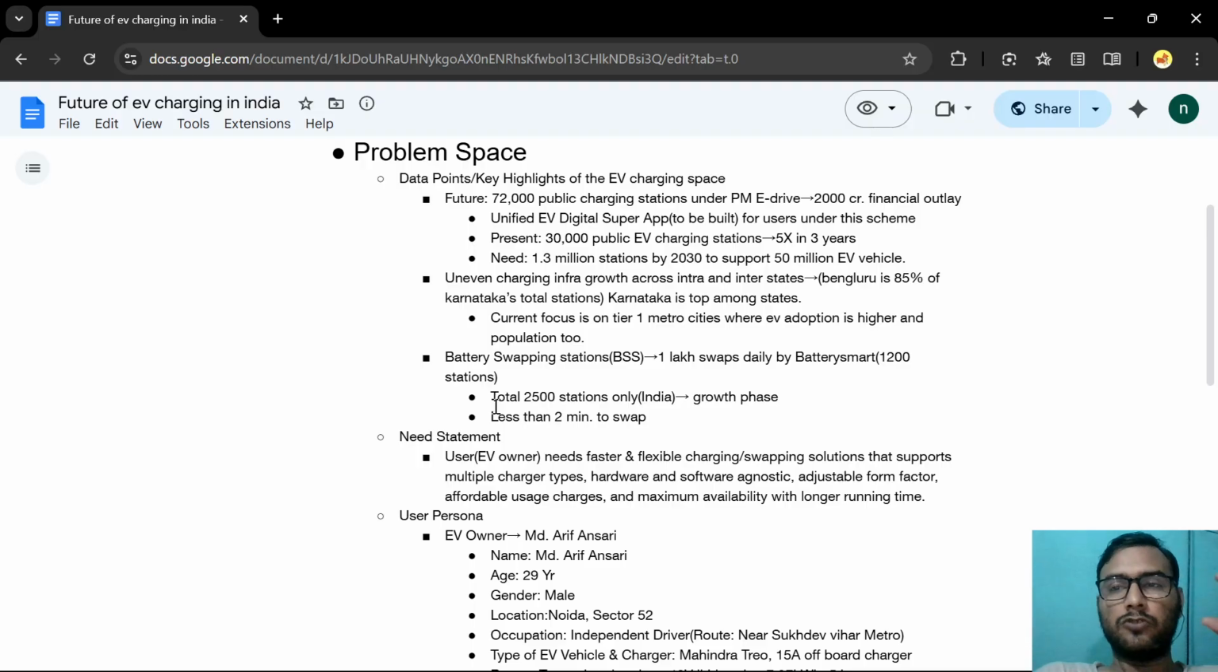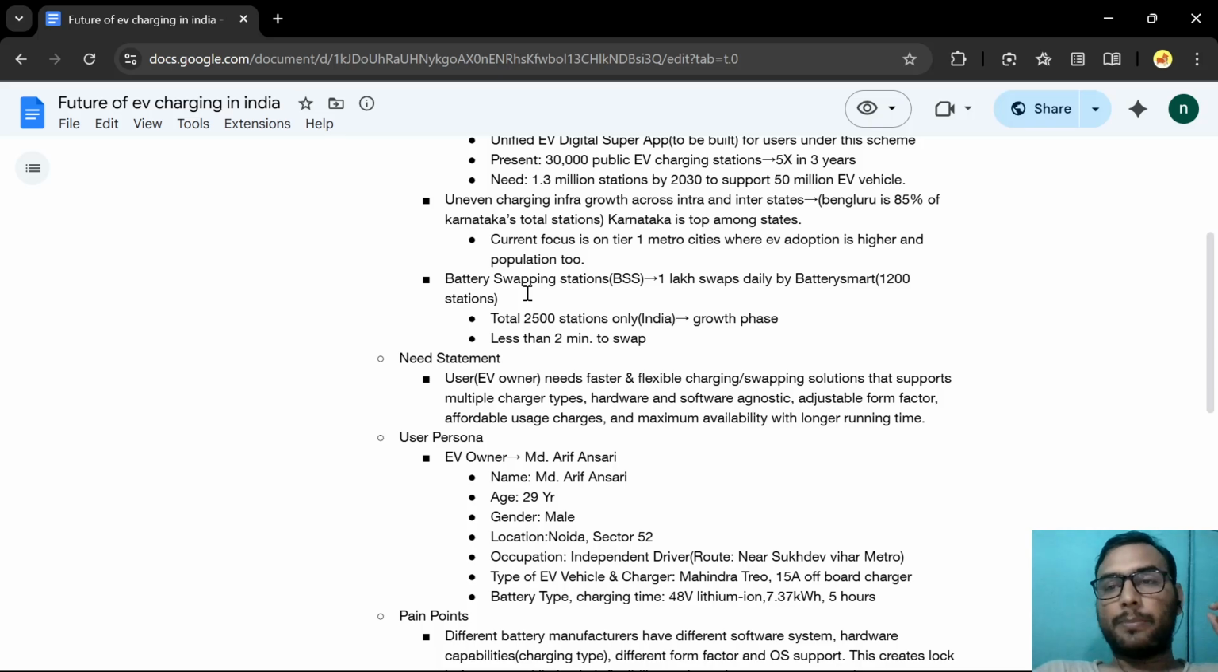I think it is around 80 to 85% of the total three wheelers. And also, apart from battery charging, there is another concept of battery swapping. There is a company called Battery Smart. It has 1200 swapping stations, and it does around 1 lakh swaps per day.